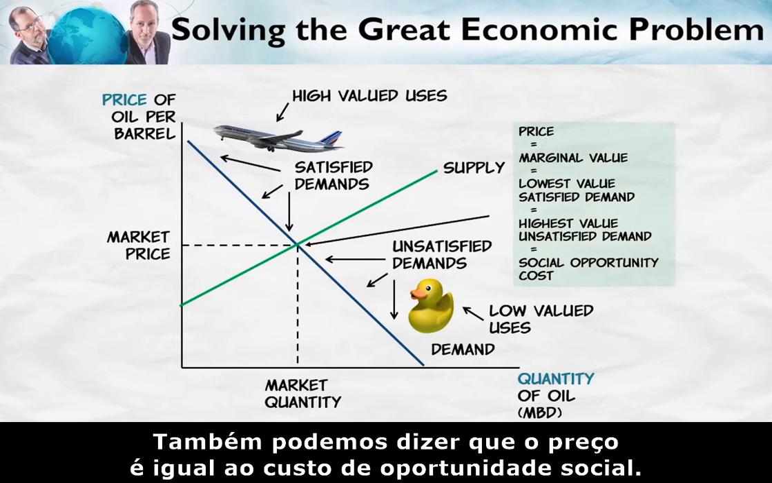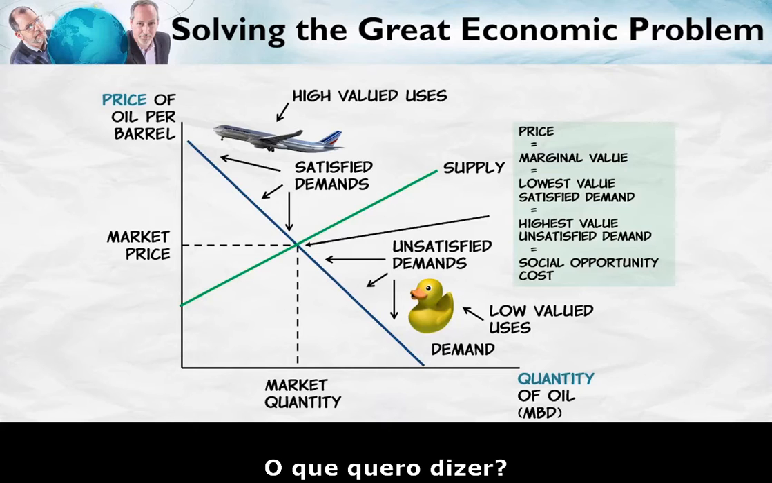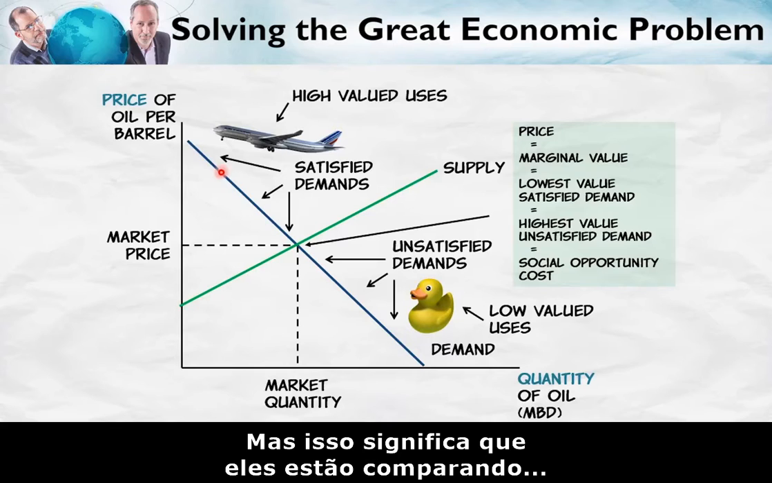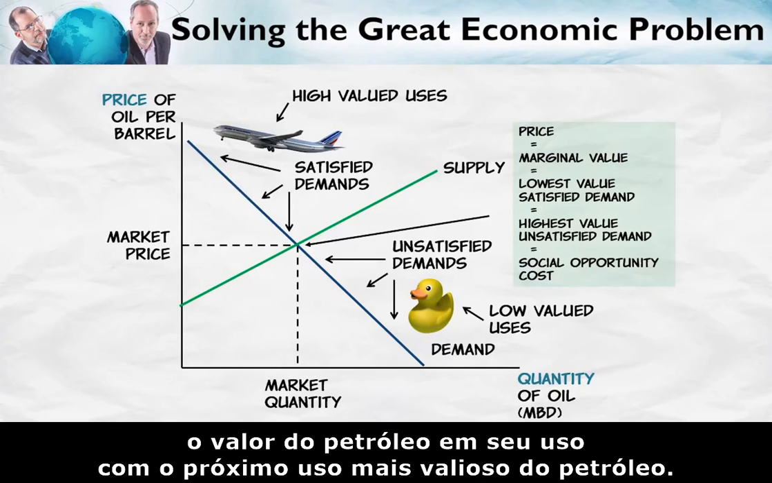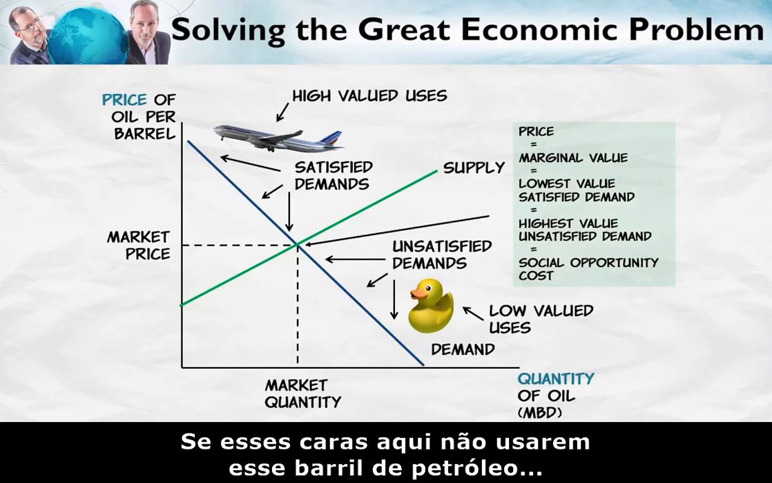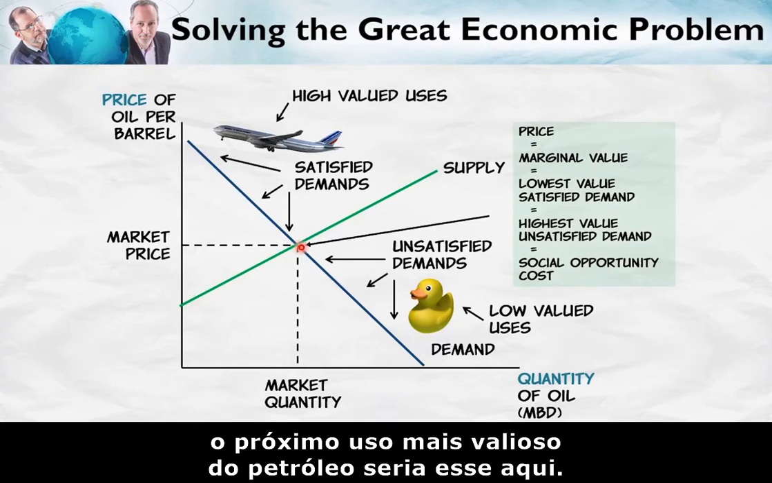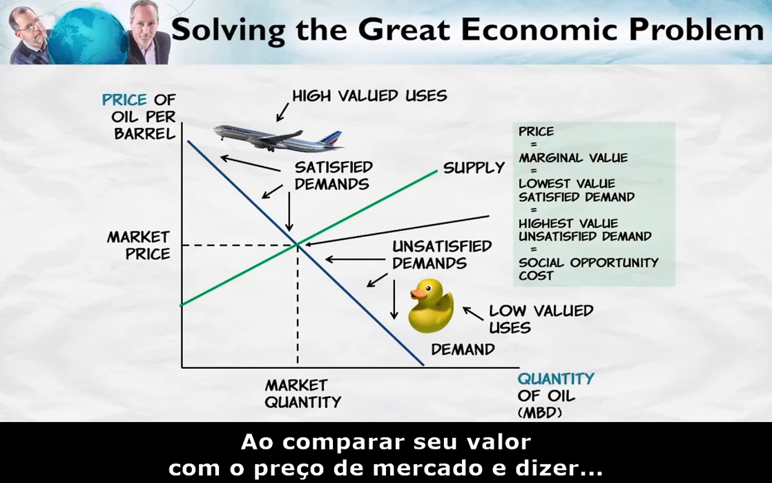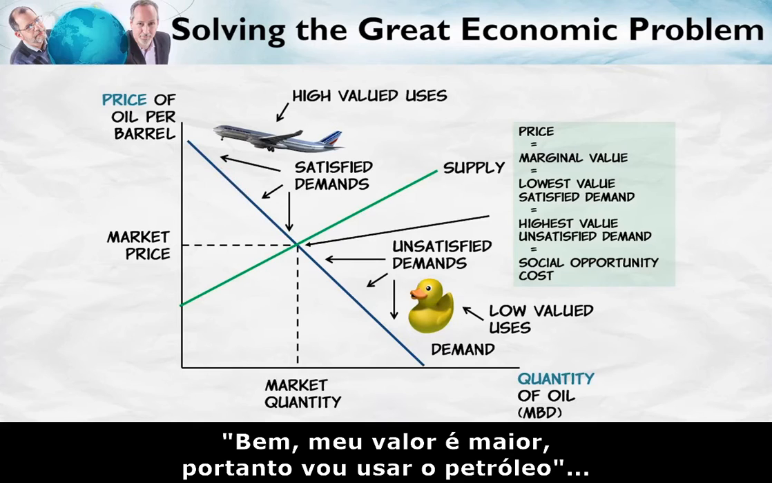We can also say that the price is equal to the social opportunity cost. What do I mean? Take a look. Take one of these users up here. They're going to be comparing the value of oil in their use to the market price. But that means that they're comparing the value of oil in their use to the next most valuable use of oil. If these guys were not to use this barrel of oil, the next most valuable use of oil would be here.